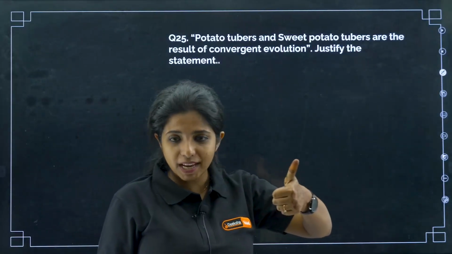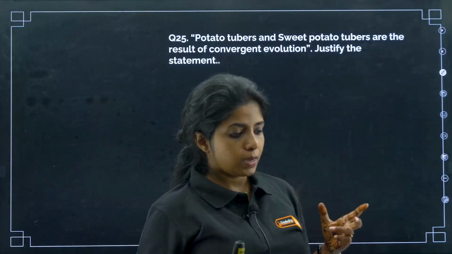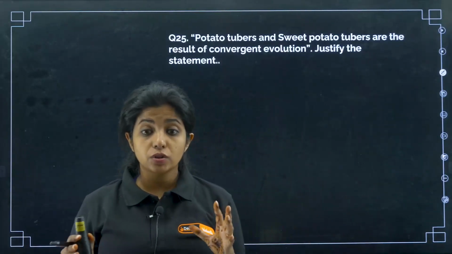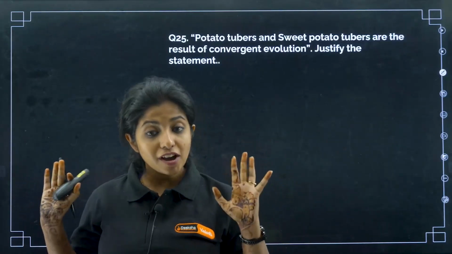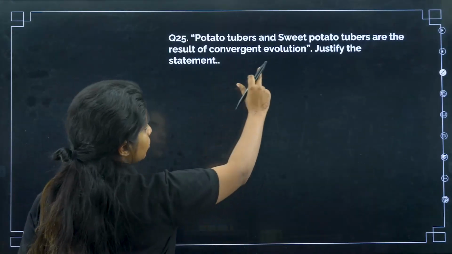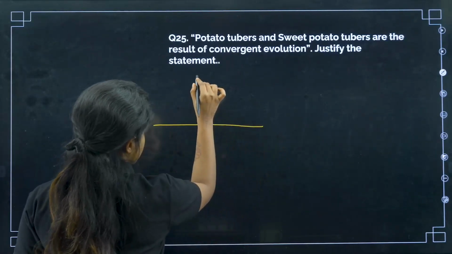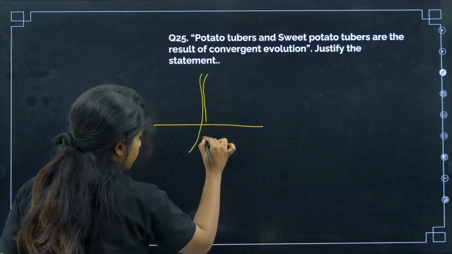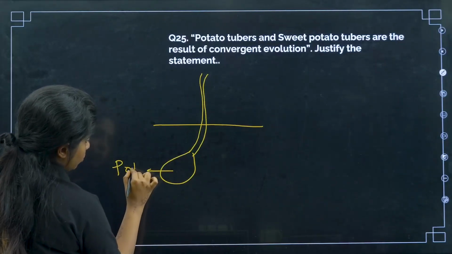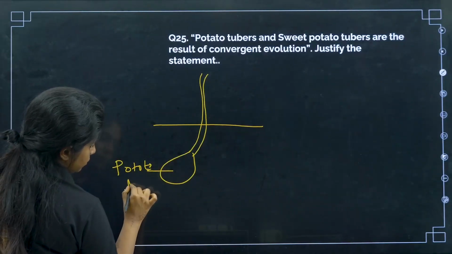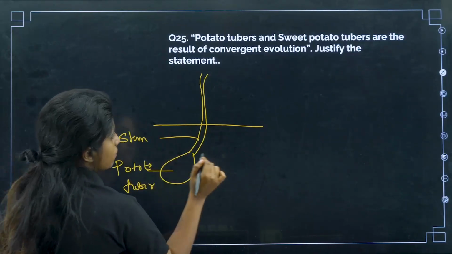Where there is no common ancestry, there is no recent common ancestry. Structurally the things are not the same, but the function is the same. If we talk about potato tuber and sweet potato, this is the potato tuber, where this is a stem, and the stem is going to give rise to a tuber. This is a potato tuber, and this is a stem.